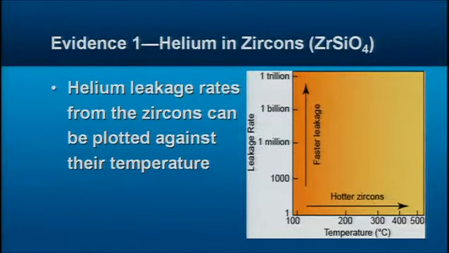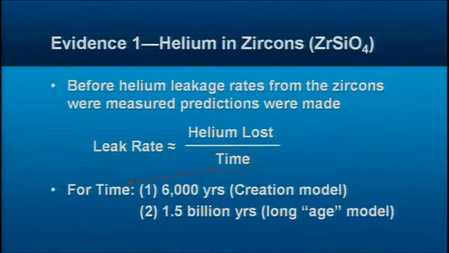We know that the hotter the zircons, the faster the leakage rate, as you can see in that graph. Now, don't get fazed by these diagrams and graphs. They're really simple to understand. And we can make a calculation. The helium lost divided by the time is what we call the leakage rate.